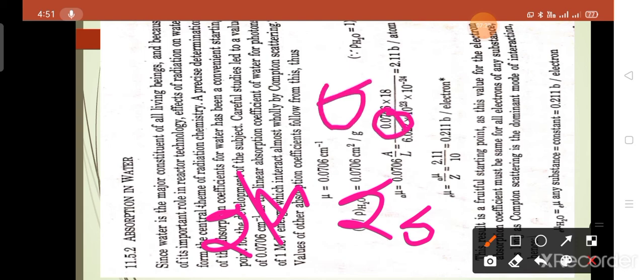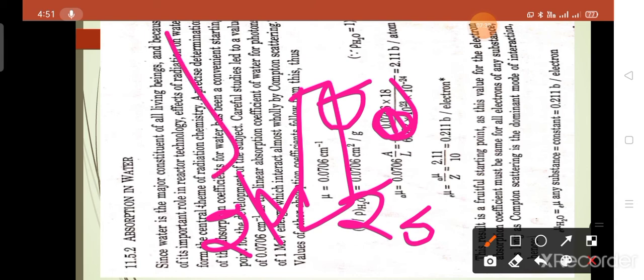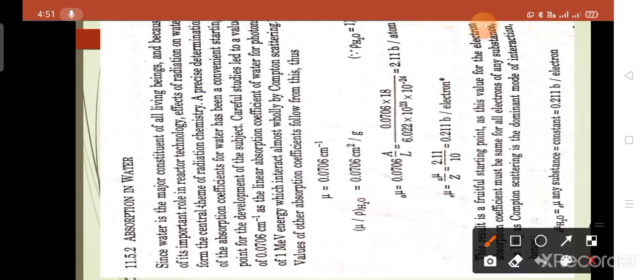Then we can also calculate the atomic absorption coefficient, that is A mu, and we can also calculate the electron absorption coefficient, that is AE. From this single value we can calculate the mass absorption coefficient, then the atomic absorption coefficient, and then the electron absorption coefficient. Now, first we have to calculate the mass absorption coefficient, which is given by the formula mu by rho.